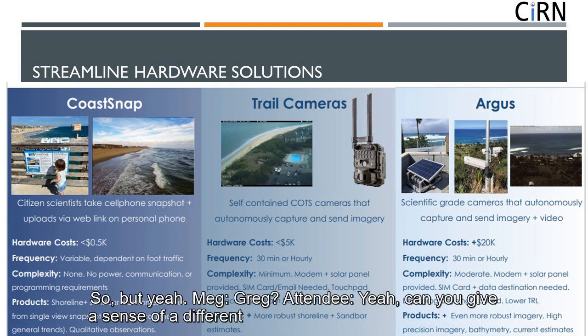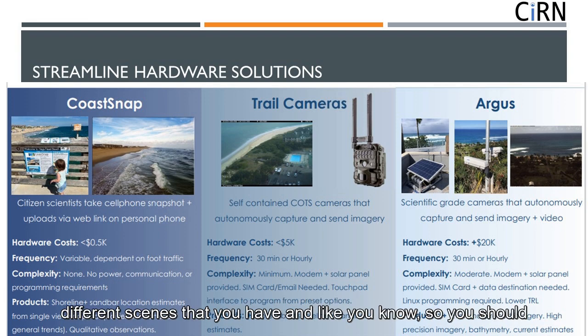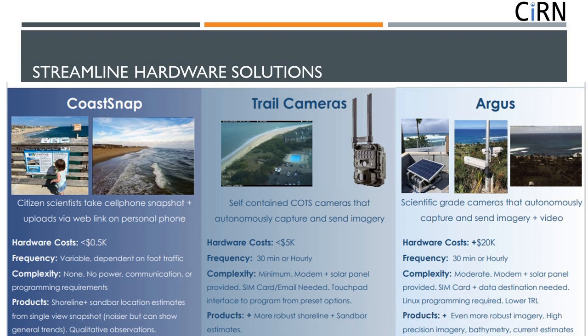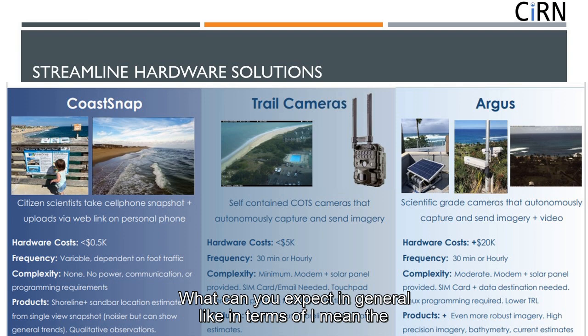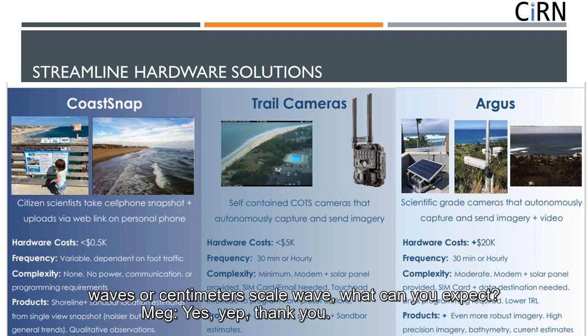Greg? Yeah, can you give a sense of the different cameras that you have at different price ranges? What do you expect with different types of uses? If you take the medium range, what do you expect in general in terms of the level of errors that you can get, like meter scale or centimeter scale? What can we expect?